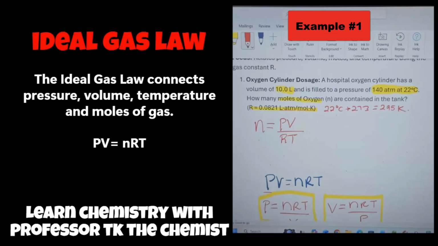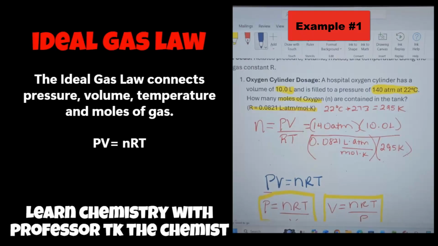273, Elizabeth. Yep, 273. So the pressure that they gave us was 140 atm. The volume that they gave us was 10.0 liters. We're going to divide that by the gas constant, that's 0.0821 liters atm per mole Kelvin. Those are the units for your gas constant. Times your temperature. You're good, honey. Times your temperature, 295 Kelvin.